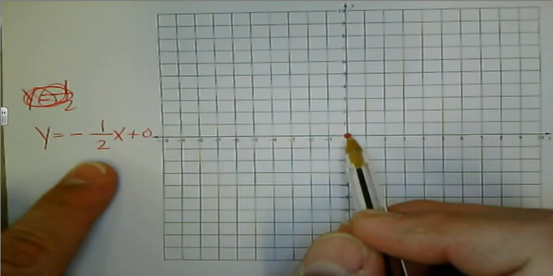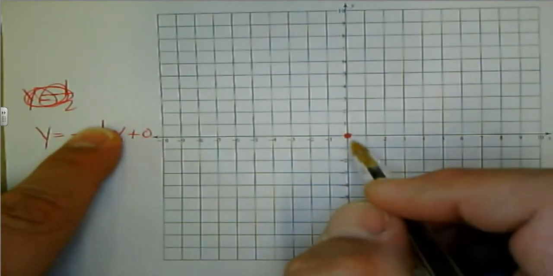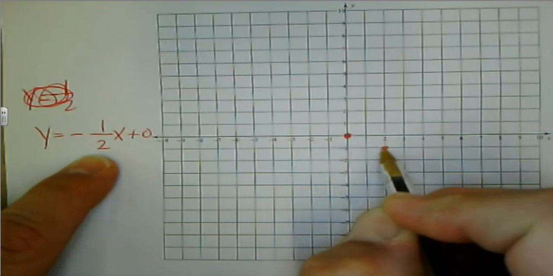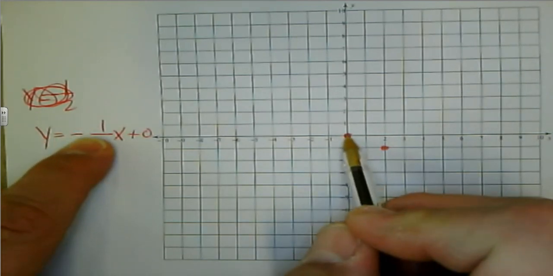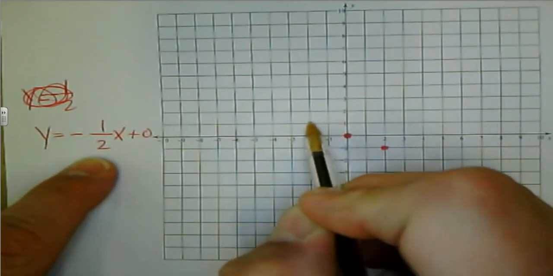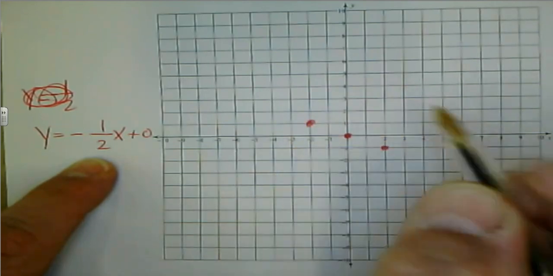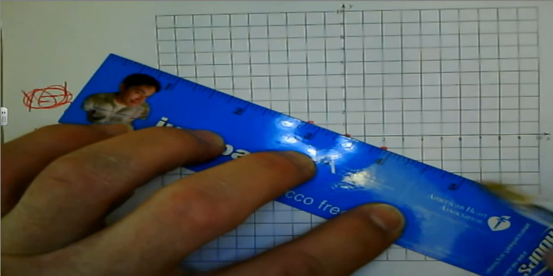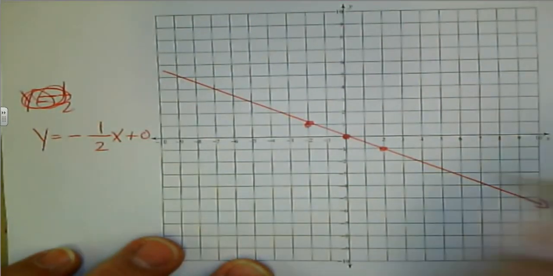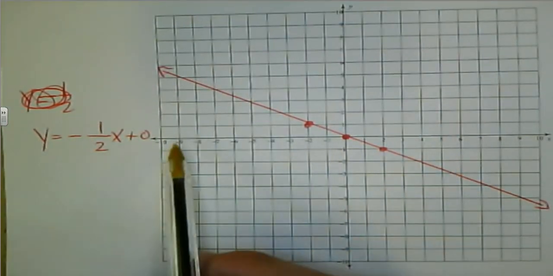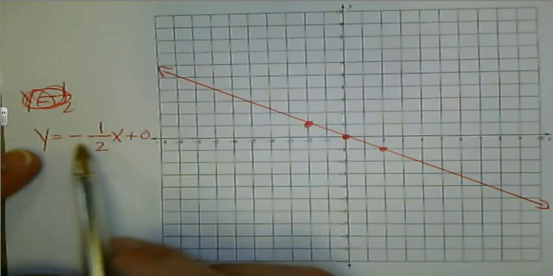That's that part. Now, negative 1, we're going to go down 1. And we're going to run 2. 1, 2. Now, make sure that it was negative 1. Make sure now you do the opposite. You go up 1 space and you run 2 spaces to the left. All the way through your graph. And note, it's a negative slope.